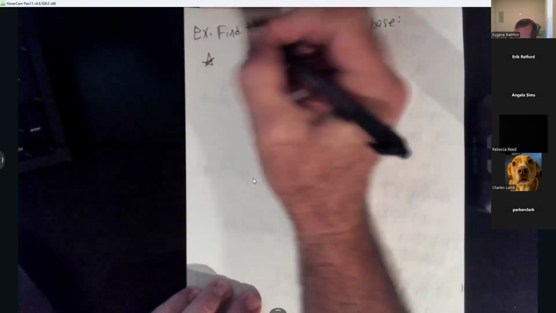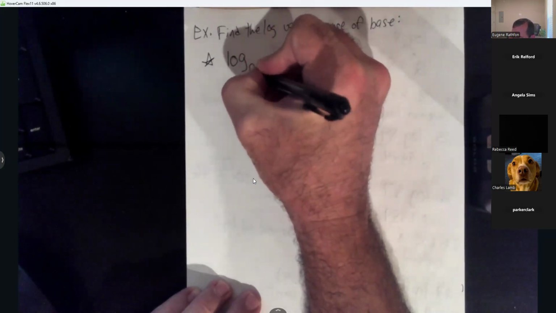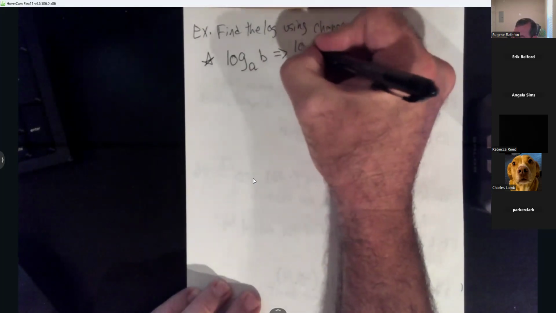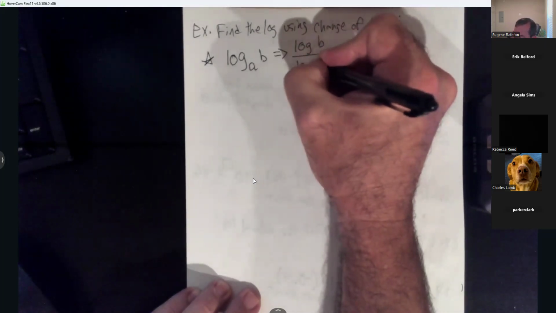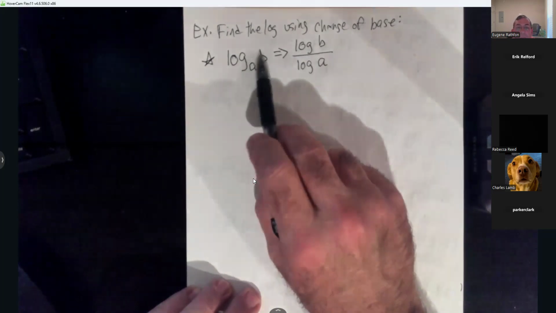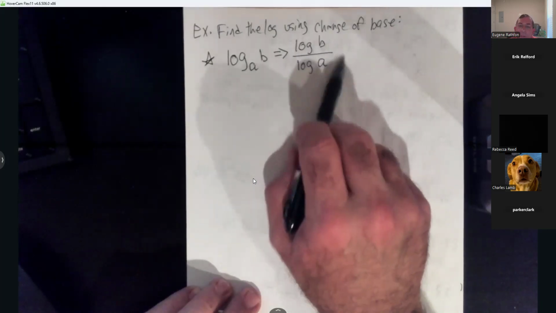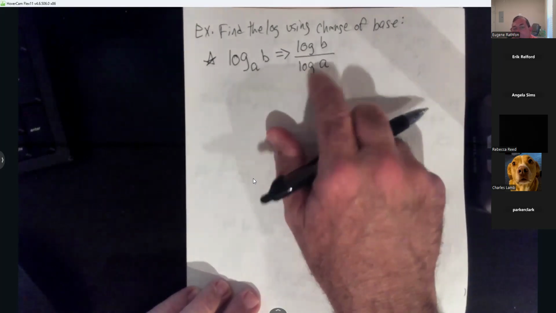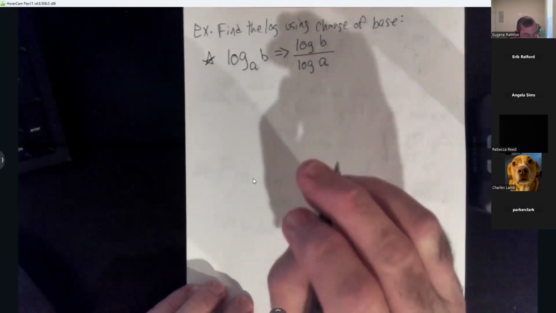So log base tells me this. If I got a log base A of B, that's going to equal a log of B divided by the log of A. So you can take a common log of B divided by the log of the base, which is A. This will give you the same answer as using the log base. Okay? So you would do this if you do not have that log base feature on your calculator.